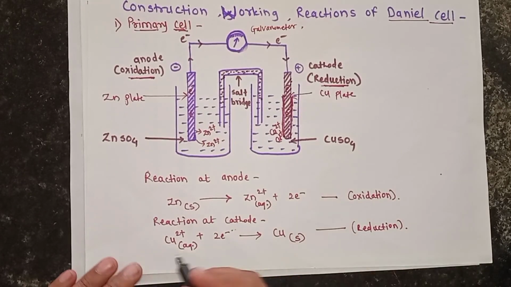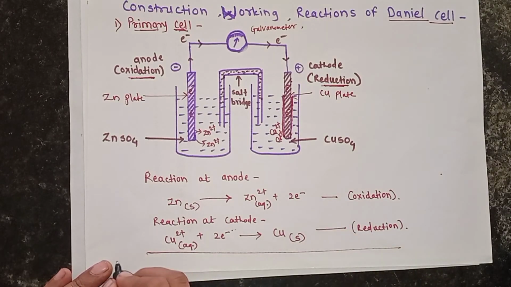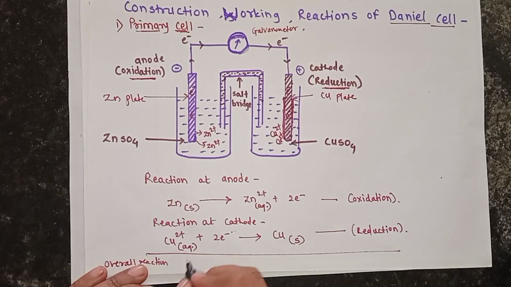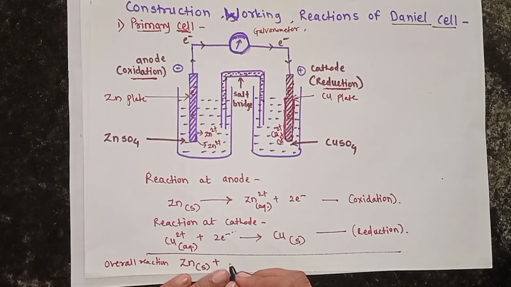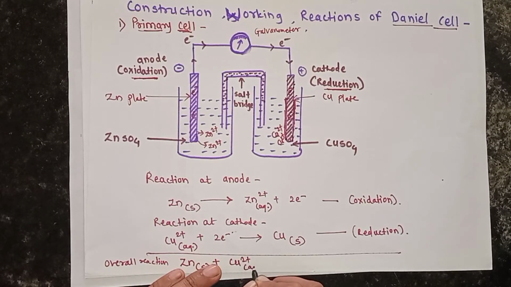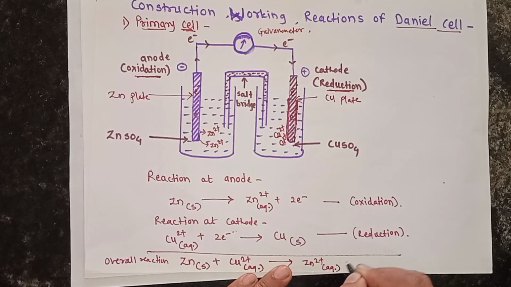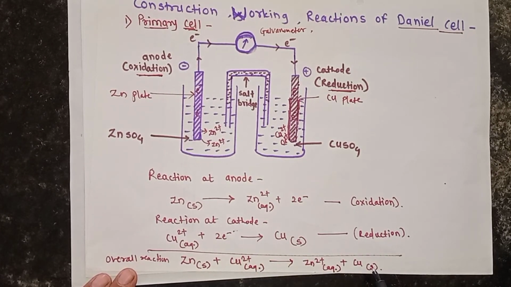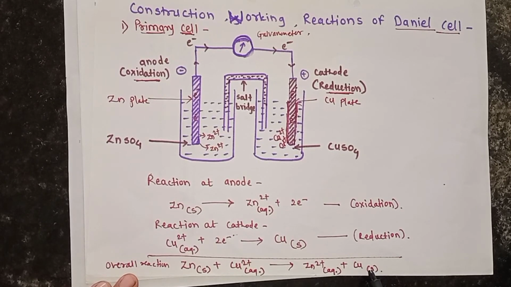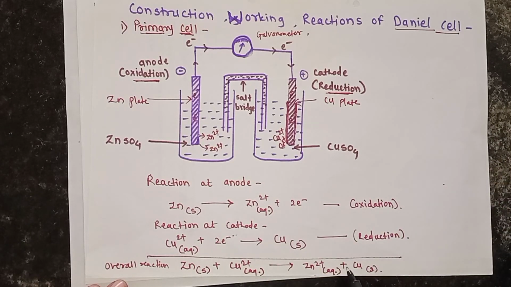Okay, so the overall reaction, meaning the sum of these two reactions, is: zinc in solid state plus Cu2+ ions aqueous gives Zn2+ aqueous plus copper solid. So this overall reaction takes place in the Daniell cell. Okay, so this is the construction, working and reactions of the Daniell cell.